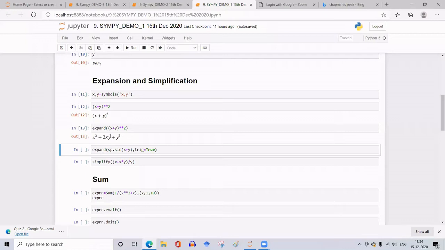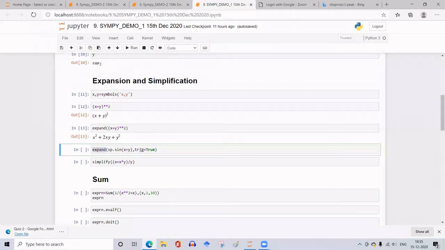Similarly, suppose it is a trigonometric function, sine of X plus Y, which I want to expand. This sine I am calling from the SymPy module, so I have written sp dot sine of X plus Y. Then I'm giving another argument, trig equals true, which makes it consider this as a trigonometric function and then expand it.